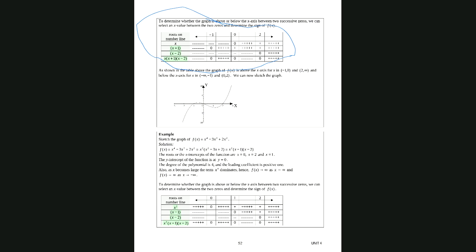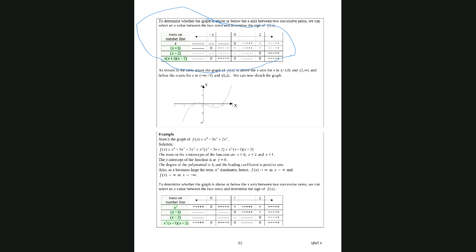So now we can see the end behavior: as x approaches negative infinity, y will approach negative infinity, so the graph will start from negative infinity. Between negative infinity and negative 1, the graph is negative, so it's below the x-axis. At negative 1 it is 0. Between negative 1 and 0 it is positive.